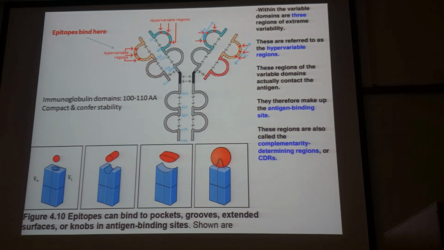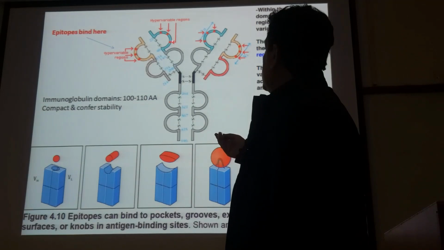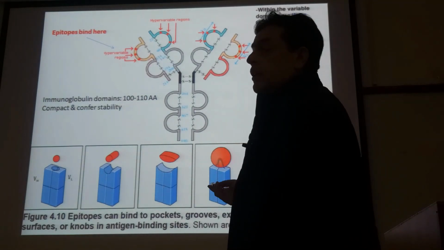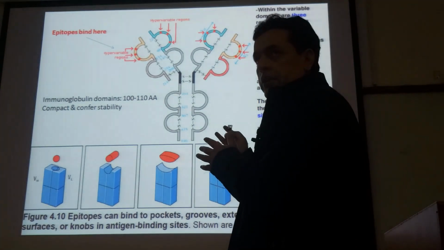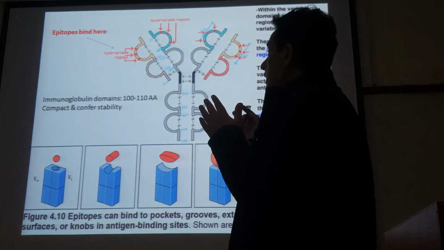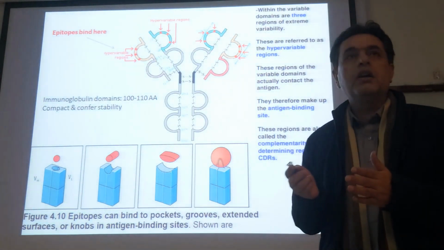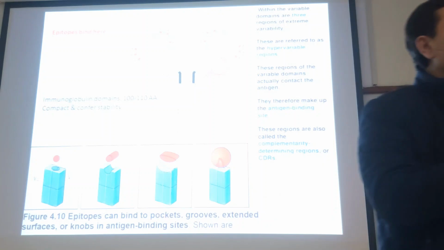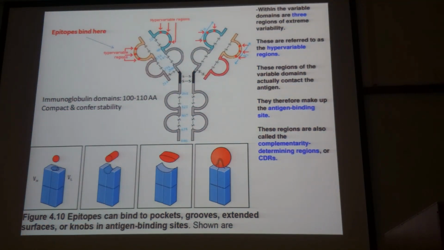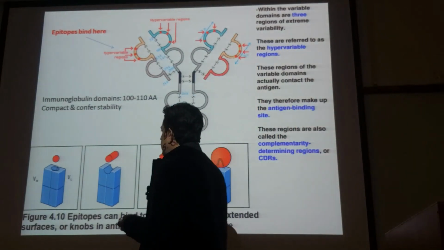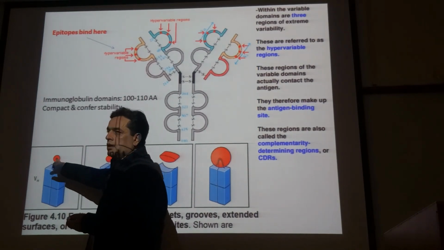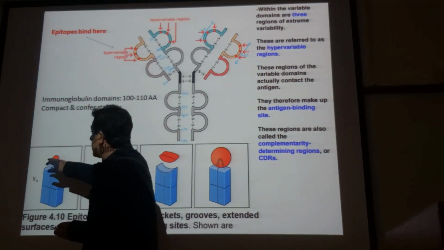Okay, you can call them CDRs. So if this is hypervariable region 1, 2, and 3, you can also call it CDR1, CDR2, and CDR3. Complementarity determining region, because this region determines complementarity with what? With the antigen. Okay, with the epitope or antigenic determinant that is present on the surface of a bacterium or a virus or other microbe.